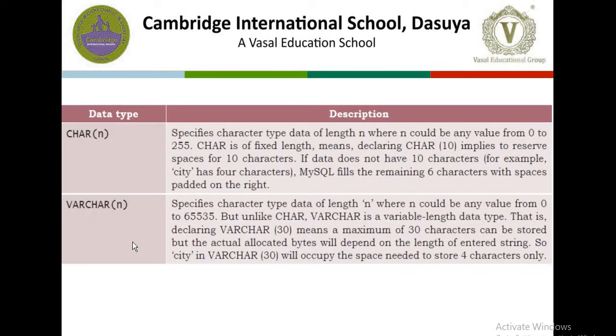Character is used where we have a fixed number of characters, like in a mobile number. We know that a mobile number is of 10 digits. Varchar is used for name and address, because they are variable in length. Some names are smaller, some names are bigger. Similarly, some addresses are small, some addresses are bigger. So where we use the varchar data type, it saves memory for us also.